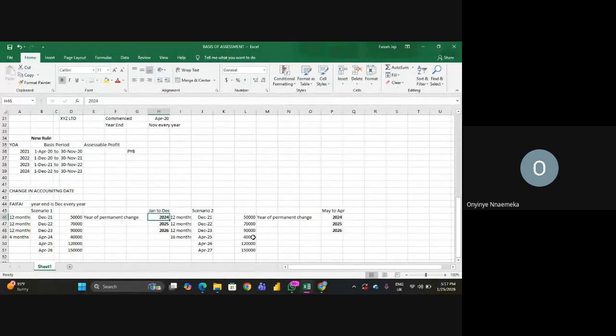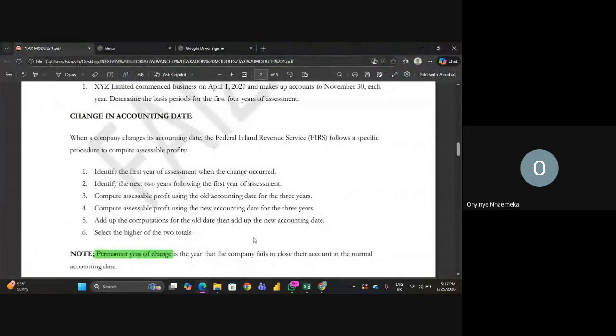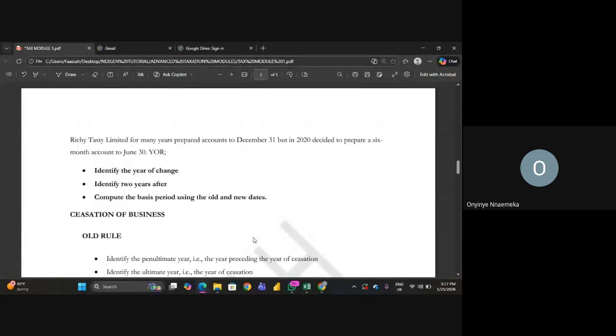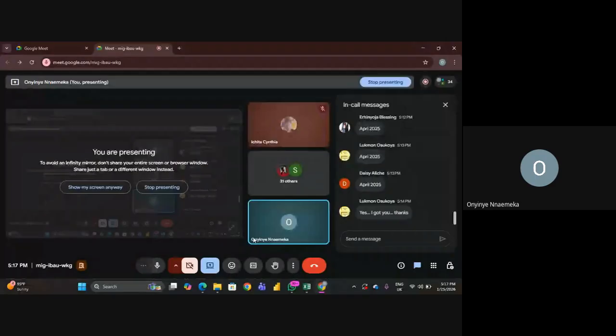Then you select the higher of the two, and that is it. The tax authority will say it's the one that has the higher profit, and that's what they are going to calculate your tax upon. That's it for changing accounting dates. Any question before we move on? Any question? No question.